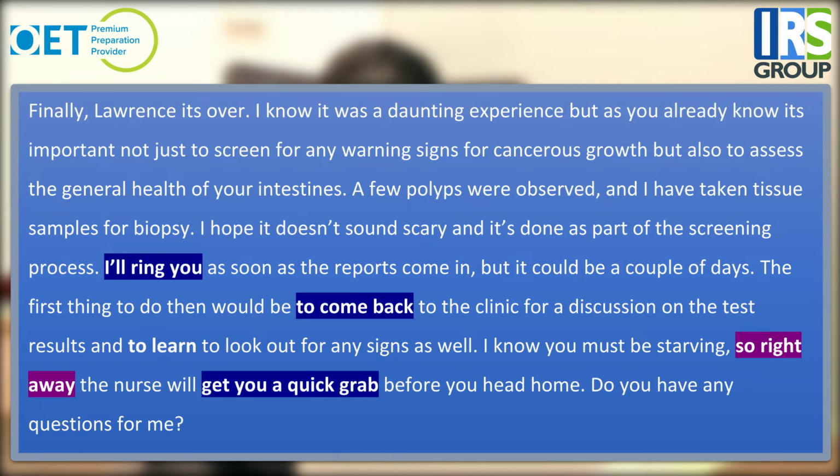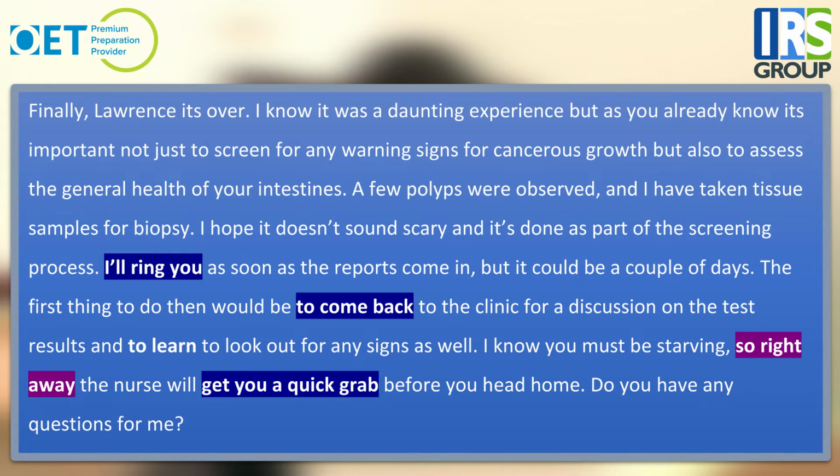So what you listen is coming back to the clinic and a discussion on the test results and learning to look out for any signs. That's also to be done. And the nurse will give something, a quick bite, a quick grab. So on the way back, right away, grab that, have that. Excellent. So can you identify what is going to happen first?